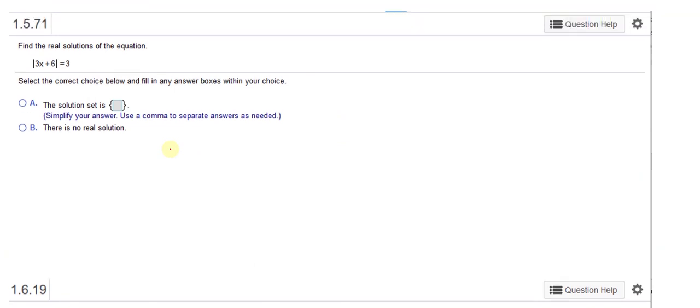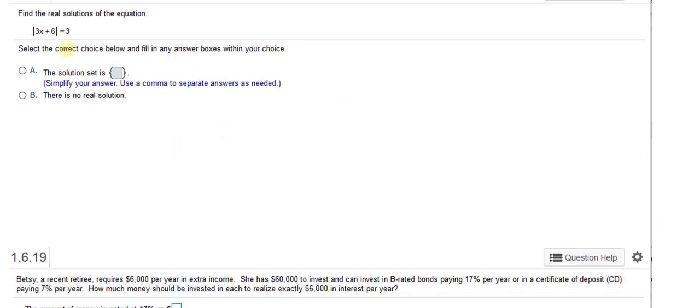Okay, the next question. We are solving an absolute value equation. So remember, the absolute value always gives you two solutions, the plus and the minus. So in this case, we have 3x plus 6 equals 3, or 3x plus 6 equals minus 3. One plus, one minus, due to the absolute value. Absolute value gives you the distance from the point to 0, which is always plus or minus.